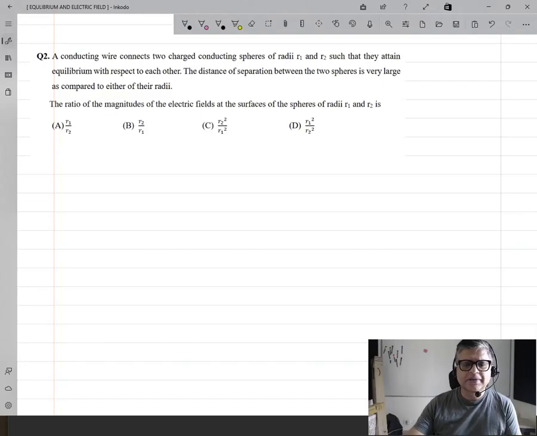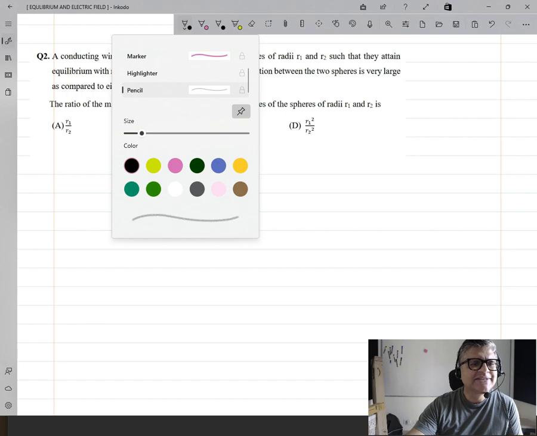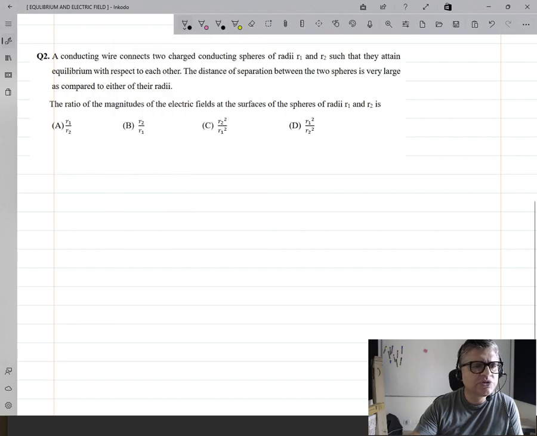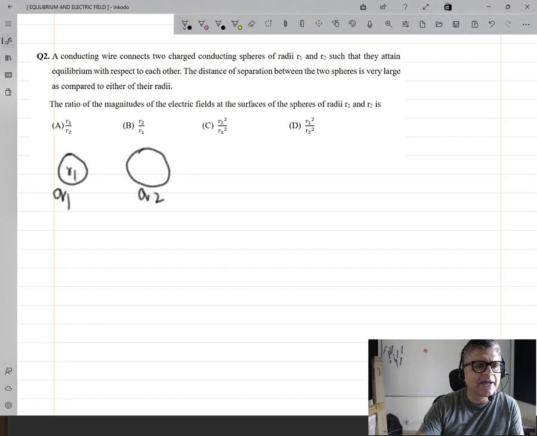Students, this question is about two spherical shells of different radius. It doesn't say what the charge on them is. So let's say the charges are Q1 and Q2, and the radii are R1 and R2. Now we connect them with a wire, and equilibrium is attained.